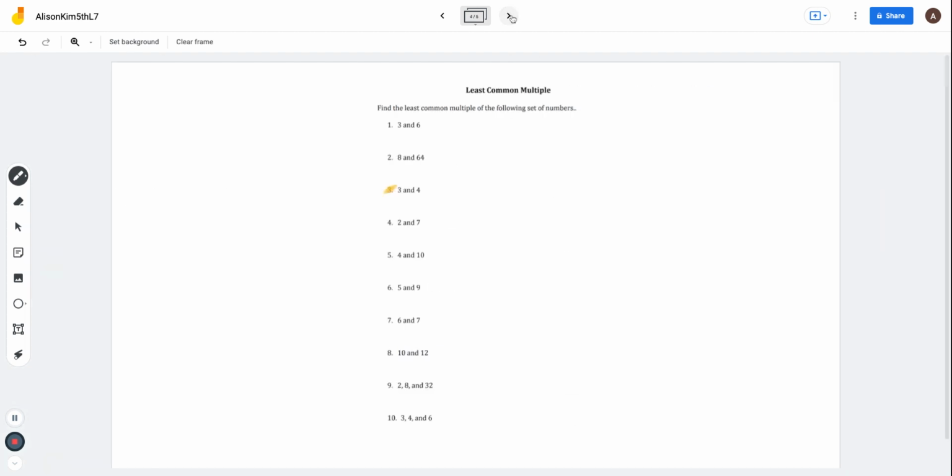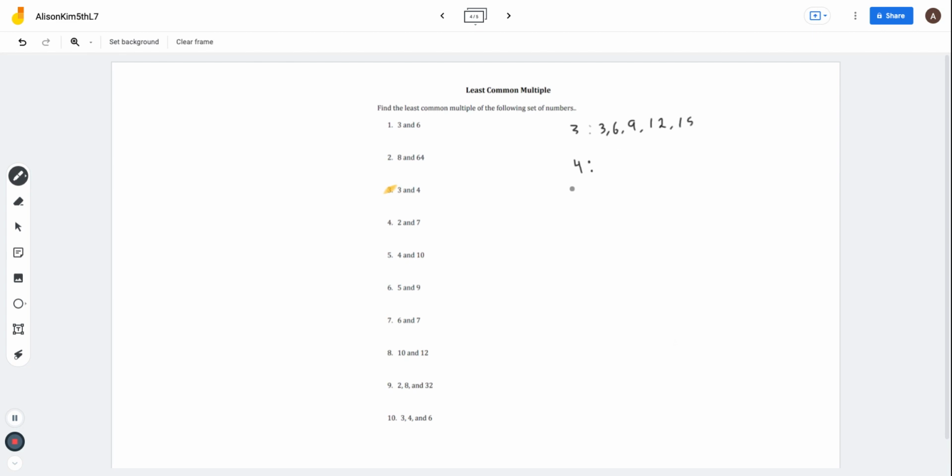Now we're going to move on to LCM. So this one, it wants us to find the least common multiple. So in the first two worksheets, we're finding the factors. Now we're going to find out the least common multiple. So we're going to do number 3 together. Number 3 gives us 3 and 4. So I'm going to do up till the multiple of 5, right? So I'm going to do 3 times 1, which is just 3. 3 times 2, which is 6. 3 times 3, which is 9. 3 times 4, which is 12, and 3 times 5, which is 15.